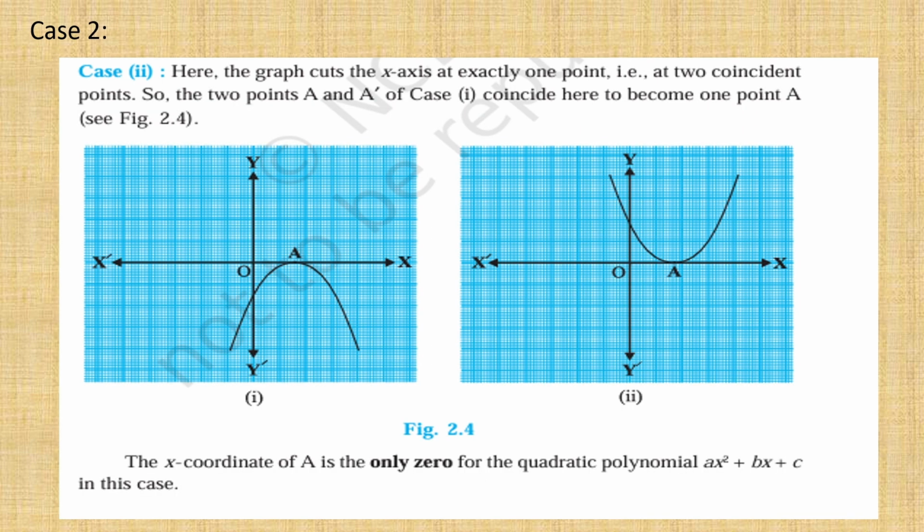In this case, it cuts the x-axis at 1 point only. Similarly, for a greater than 0, it is like this, and for a less than 0, it is like this. It cuts only at 1 point. That means only 1 zero exists for this parabola. It cuts the x-axis at only 1 point, so only 1 zero exists.